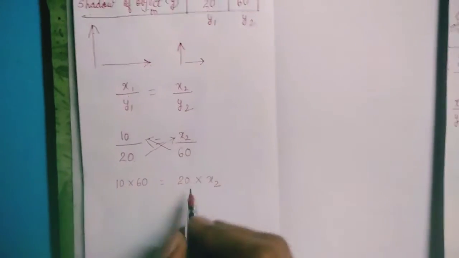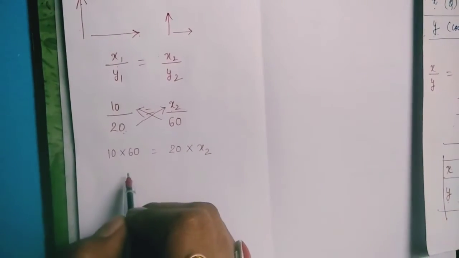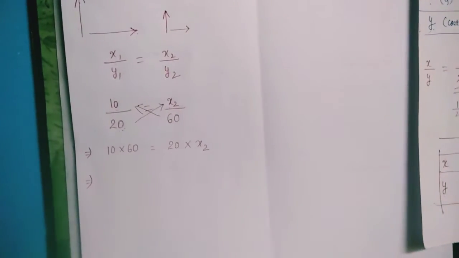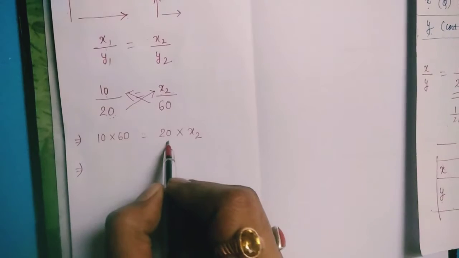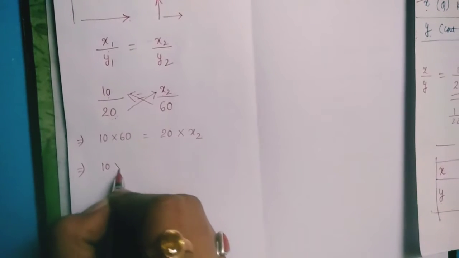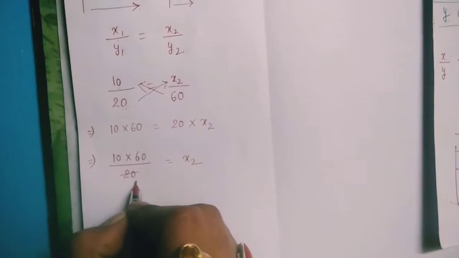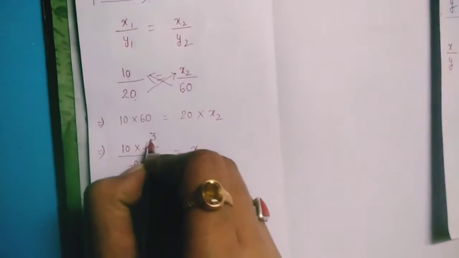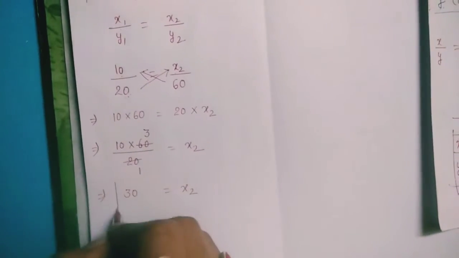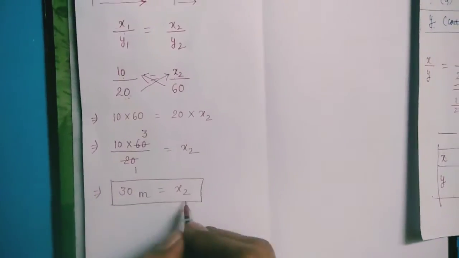We could also not shift 20, because 20 will divide 10 and 60: the multiplication of 10 and 60 will be divided by 20. But for your convenience and explanation, I have just shifted 20. Now 20 is in the multiplication, so it comes into the division. So x2 equals 60 divided by 20 times 10; 20 goes into 60 three times, and 10 into 3 is 30. So 30 is the value of x2, and x2 is in meters. So 30 meters is the value of x2.